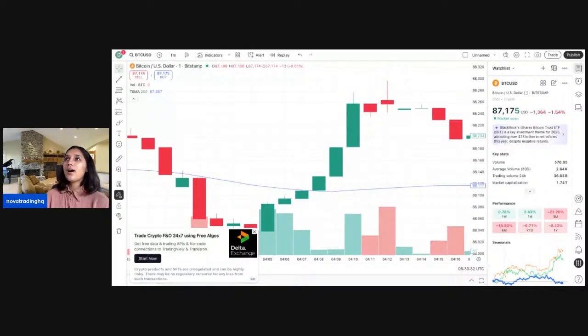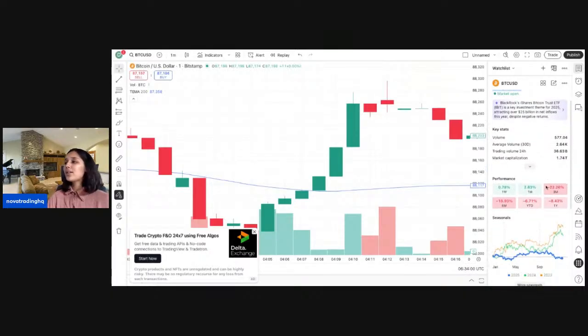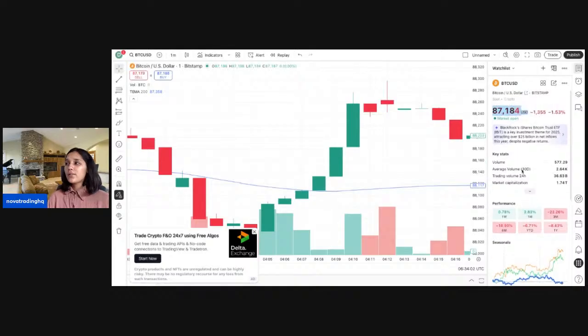So, we are at TradingView. Here you can see our Bitcoin is trading today at 87,181 US dollars. As I always mention, whenever you are up for taking an entry, or maybe whenever you are up for taking an exit, the very recommended point is to look for the key stats and to look for the performance behavior, because this gives you an overall idea how the asset is performing.